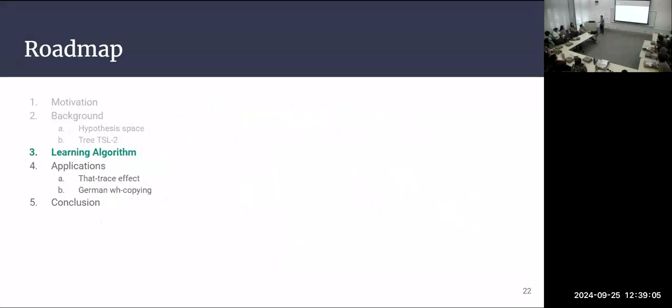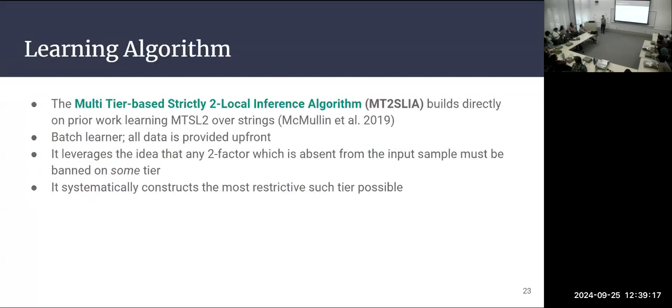Okay, so we're going to dive into the learning algorithm now, and I'll try to give a felt sense for how it operates, as opposed to an extremely technical walkthrough. This algorithm is called the multi-tier-based strictly local inference algorithm. Try saying that five times fast. But we've got this handy abbreviation, MT2SLIA.